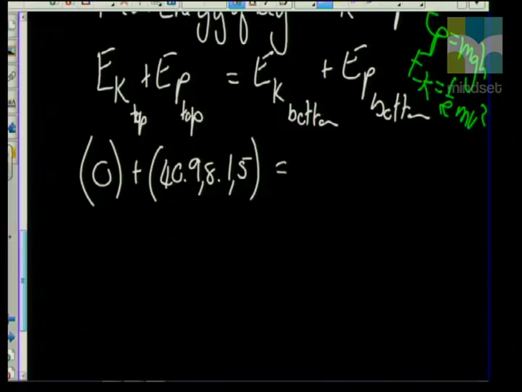This is what he's got at the beginning, and in fact, it's what he's got all the way through. So what we can say, that has to be equal to his kinetic energy at the bottom, which is going to be half times his mass, now I'm putting his mass as 40, times his velocity squared.